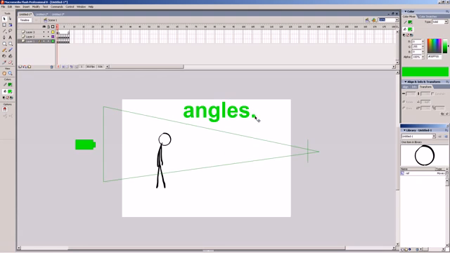I'm going to talk about three techniques today, of how to see angles, not technically do angles, but how to see angles. Again, practice the hell out of animating in angles.